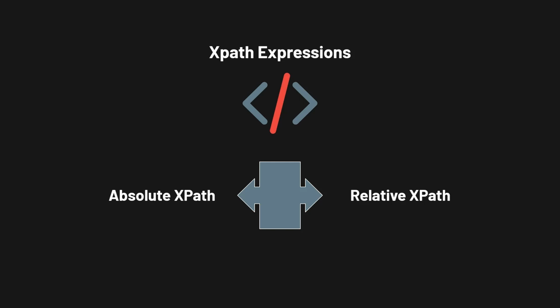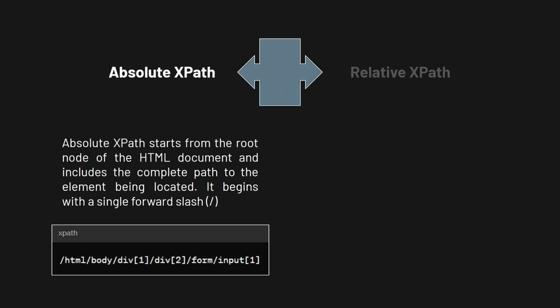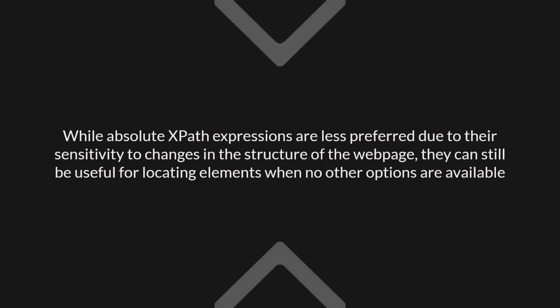Absolute XPath starts from the root node of the HTML document and includes the complete path to the element being located. It begins with a single /. Review the example on the screen. While absolute XPath expressions are less preferred due to their sensitivity to changes in the structure of the web page, they can still be useful for locating elements when no other options are available.